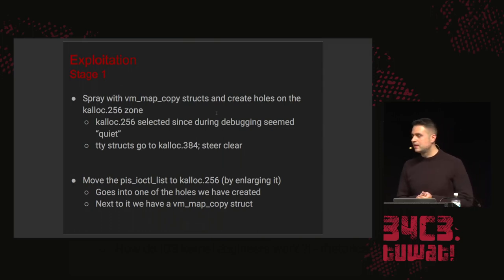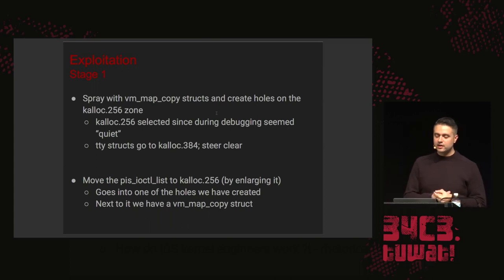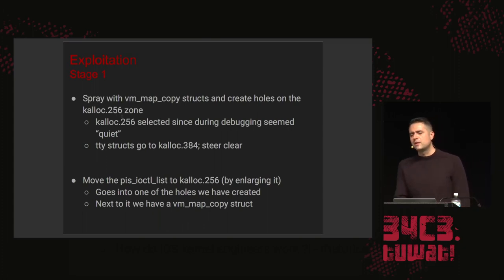Okay, so let's talk about the exploitation stages now. At stage one, I sprayed the kernel heap with VMAP copy structs, and I decided to work on the calloc 256 zone. The reason was completely arbitrary. From all the kernel debugging I have done up to this point on this untethered binary, I saw that this calloc zone was not really used much, either by the kernel or by whatever the exploit was doing.